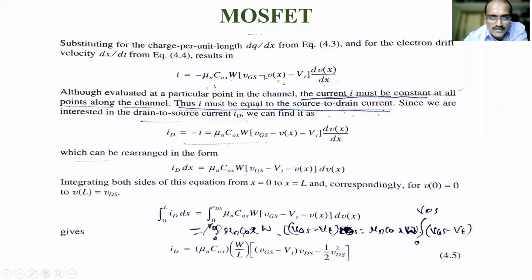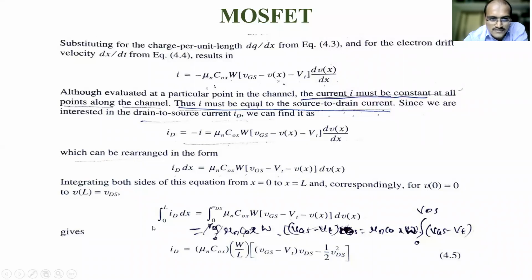For that we have to apply the limit, that is nothing but the aspect ratio, W and L, we have to substitute. So then μn Cox W (VGS − VT) V(x) dV(x). This dx I have taken to this side. Now on both sides, if we apply the integration from 0 to L, that is the length of the channel. In that channel, we have taken a small portion, so if we take the full portion, 0 to L, the limit we have to apply.